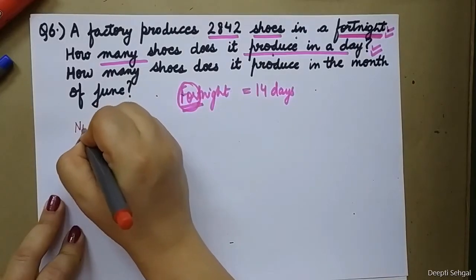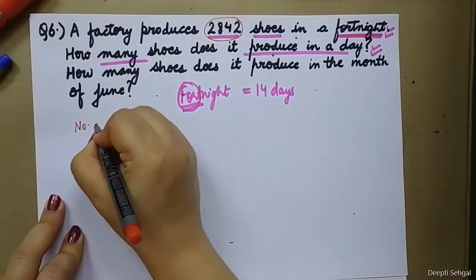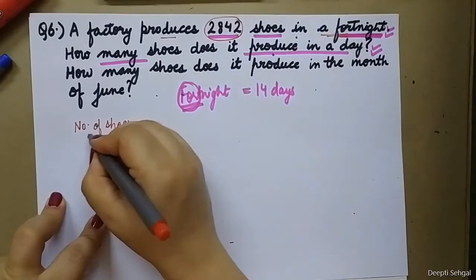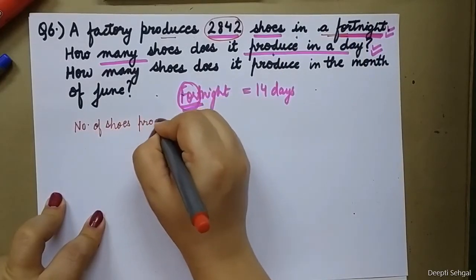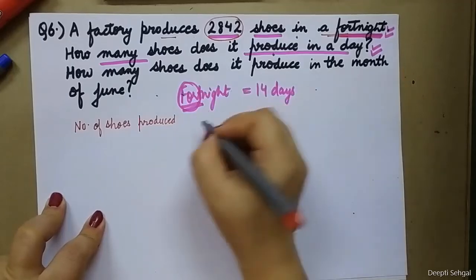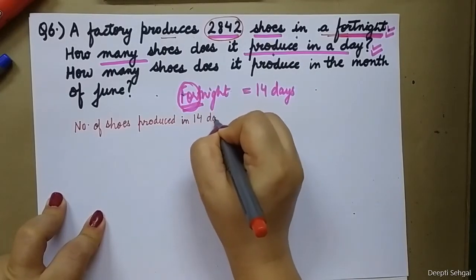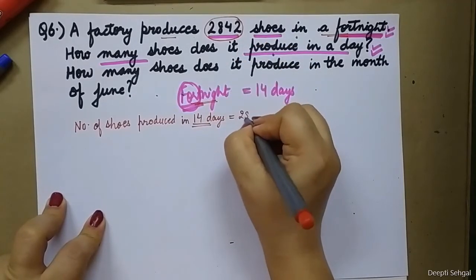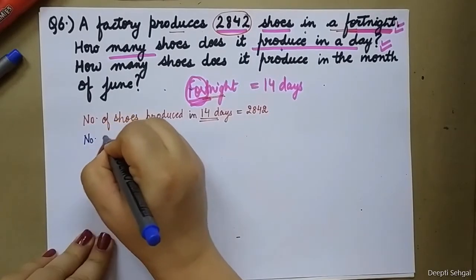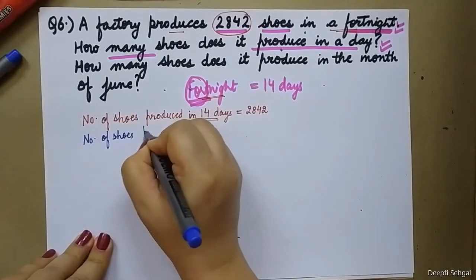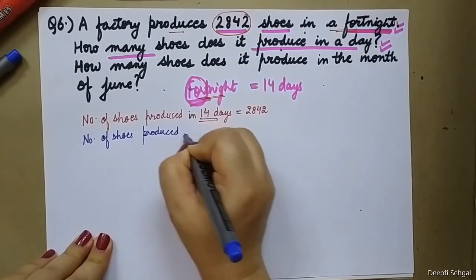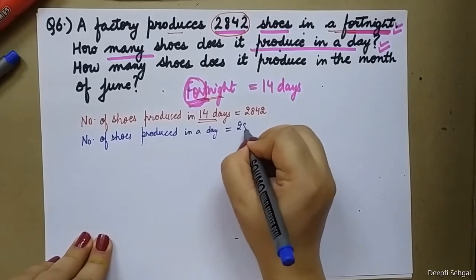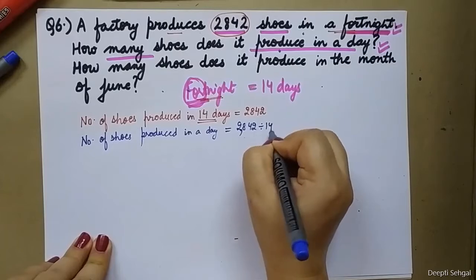So let's start. This was the number of shoes produced in a fortnight, or I can write it as in 14 days. Instead of fortnight, I am writing here 14 days. How many shoes? The number of shoes produced in a day. That our day means 1 day, so that means we have to divide 2842 divided by 14. Quickly divide it.